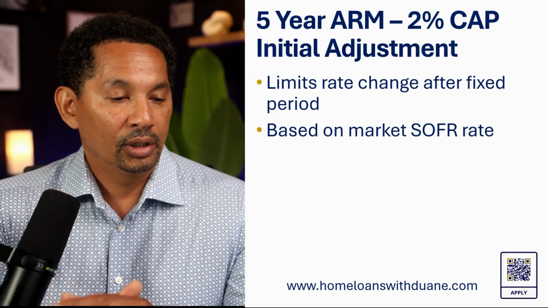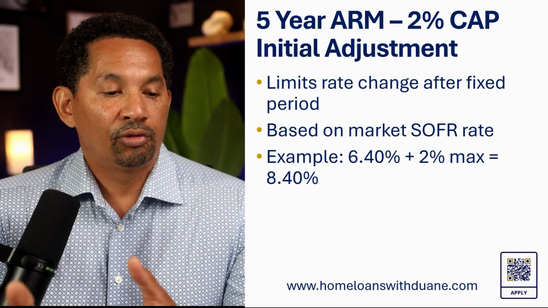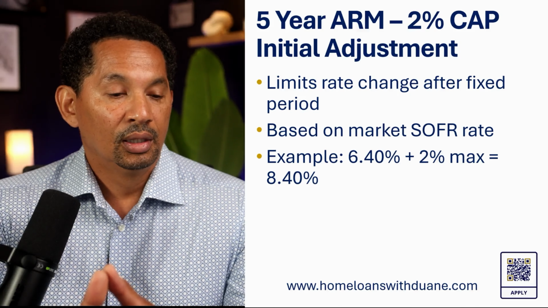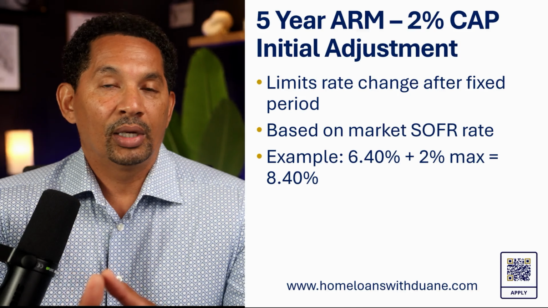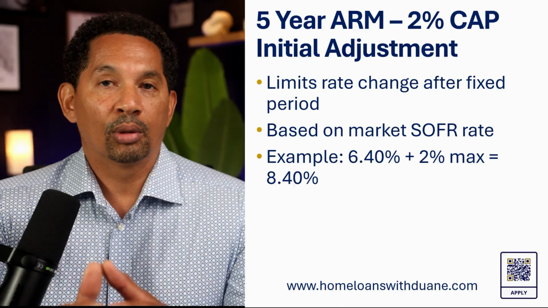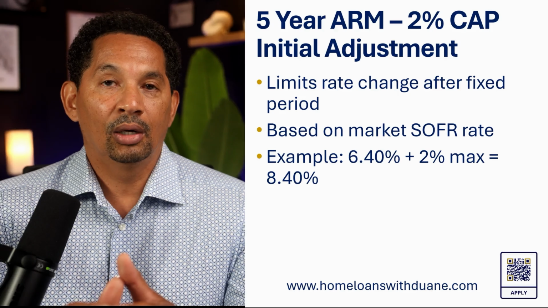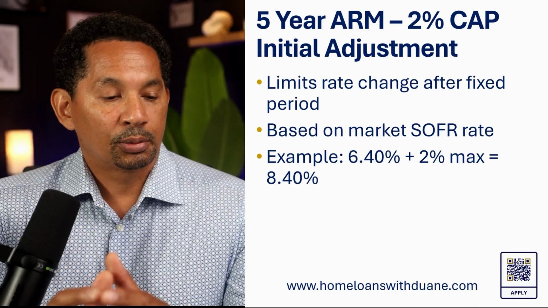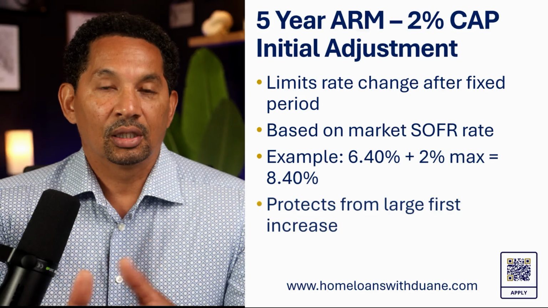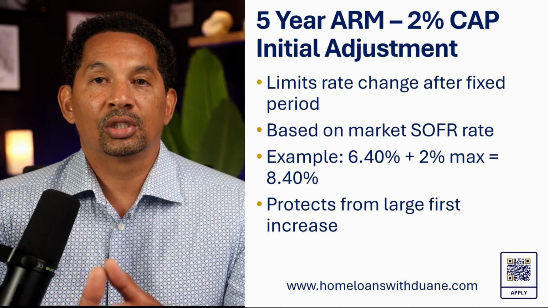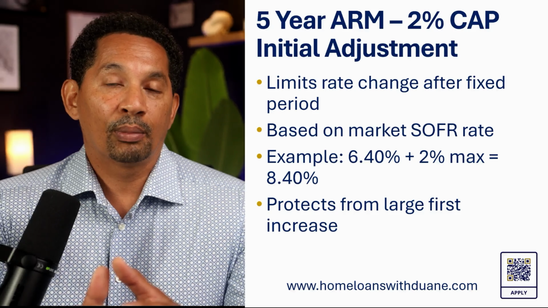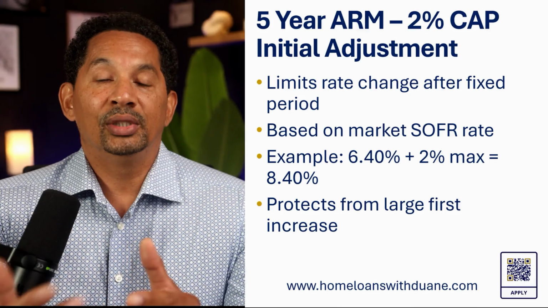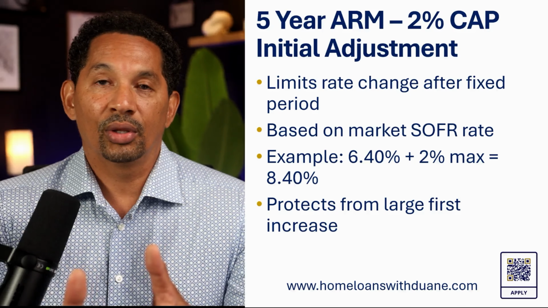So for example, here we have 6.4%, which was your starting rate. Now, if the index went up 2%, then the maximum rate it can get to is 8.4%. It cannot exceed this amount on the first year. And this protects you from having such a large increase. So you won't see your rate go up to 20%, but it can go up to 8.4%, but it can also go down 2% as well, depending on where that index is at.